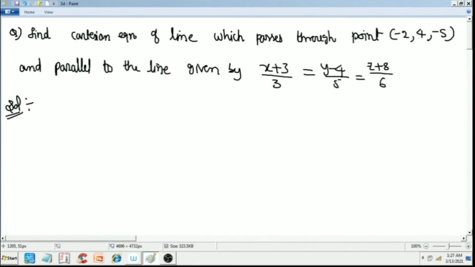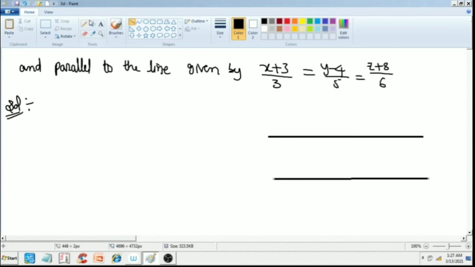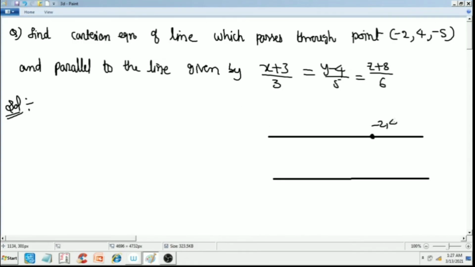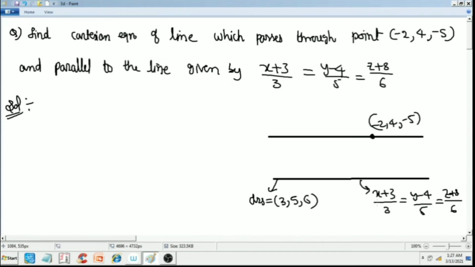Find the Cartesian equation of a line which passes through the point (-2, 4, -5) and is parallel to a given line. The given line equation is (x + 3)/3 = (y - 4)/5 = (z + 8)/6. Here the DRs of this line are (3, 5, 6), the denominator terms.